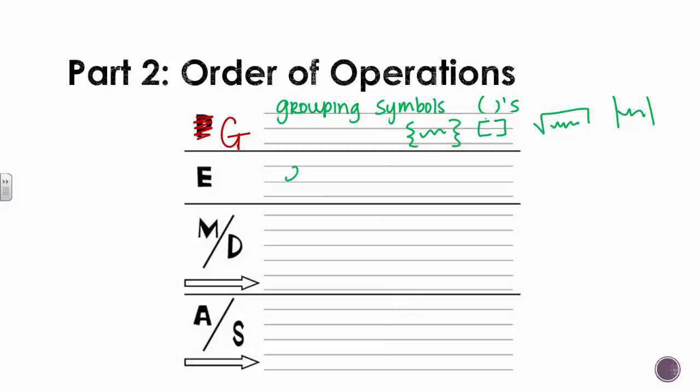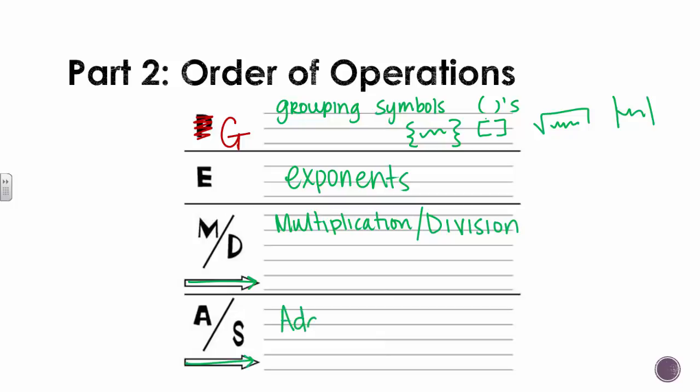The E still stands for exponents. The reason M and D are together is because you need to do multiplication and division as you go right to left. So it doesn't matter which one you see first, you're doing all of it right to left. Same thing with addition and subtraction. It's right to left.